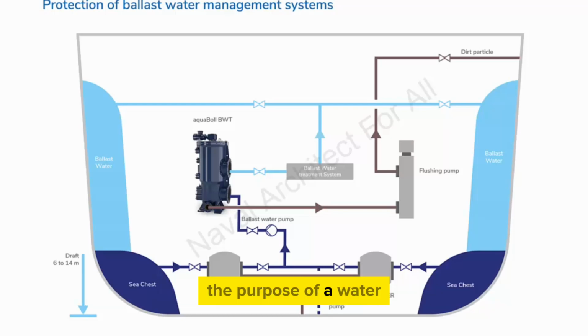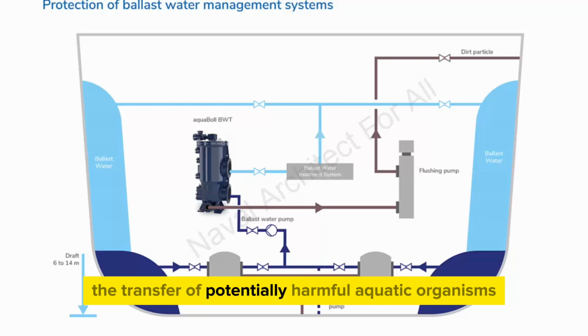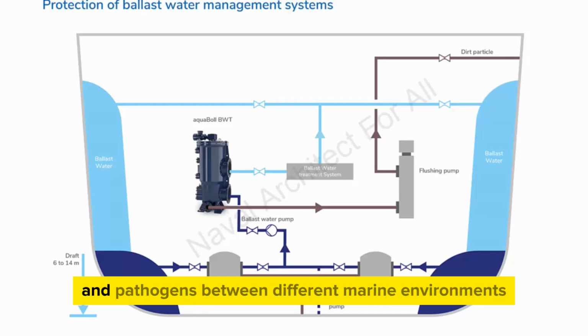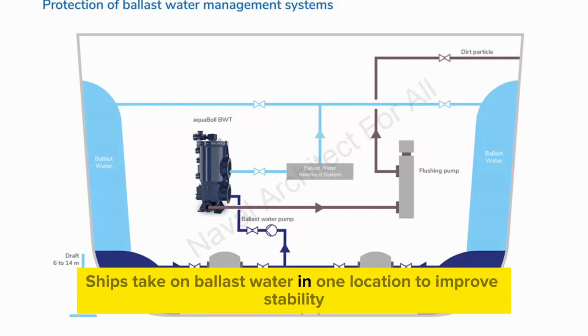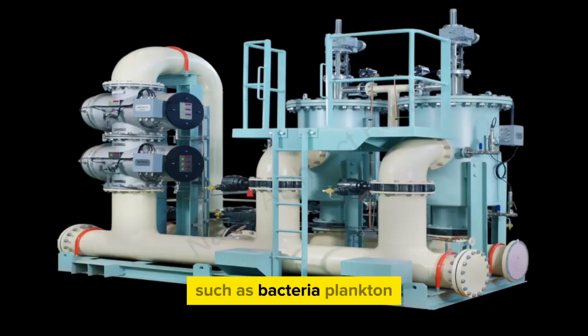The purpose of a water ballast treatment system is to minimize the transfer of potentially harmful aquatic organisms and pathogens between different marine environments. Ships take on ballast water in one location to improve stability, and this water may contain a variety of organisms such as bacteria, plankton, viruses, and larvae from the source location.